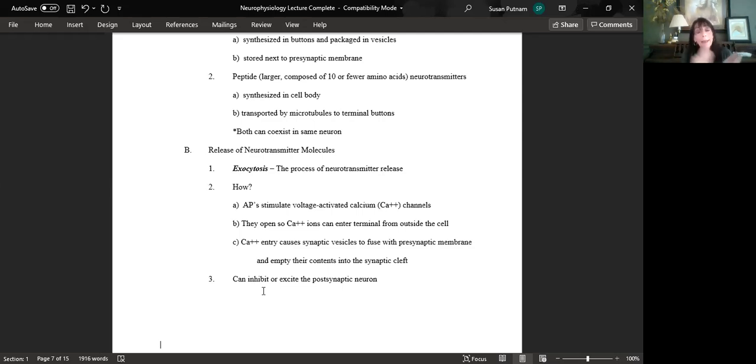Now, depending on what kind of neurotransmitter molecule I am, I can either inhibit the postsynaptic neuron, the neuron that's after that synapse. I can say, no, don't, be quiet, be quiet. Or I can excite it. It's like, go, get going, fire, let's do something. So I can either be inhibitory or I can be excitatory.